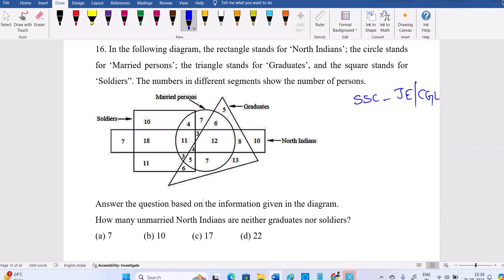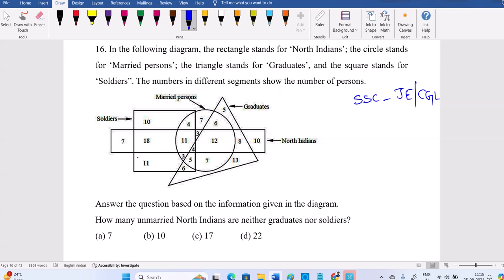The rectangle stands for North Indian. The circle is for married. Sometimes they don't give the arrow mark like this. They'll give it in theory base, and with that we can mention. But here, lucky enough, for every diagram they have given what it is, and now your job is to pick how many unmarried North Indians are neither graduates nor soldiers.